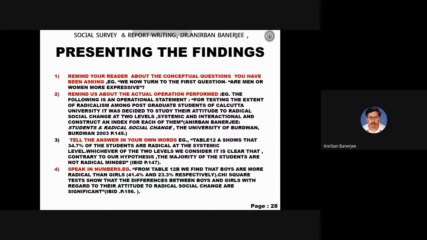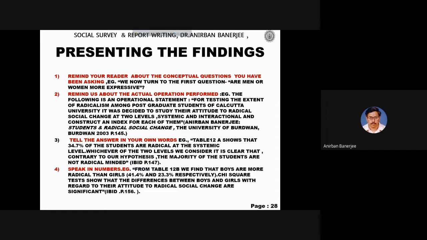Tell the answer in your own words. I again quote, Table 12 shows that 34.7% of the students are radical at the systemic level. Whichever of the two levels we consider, it is clear that, contrary to our hypothesis, the majority of the students are not radical minded. Speak in numbers.